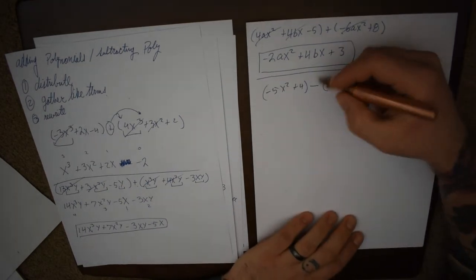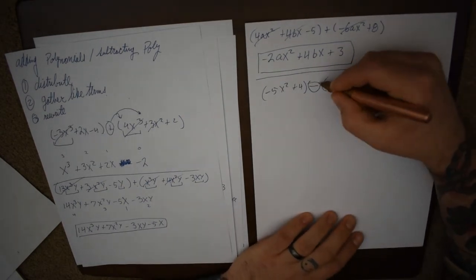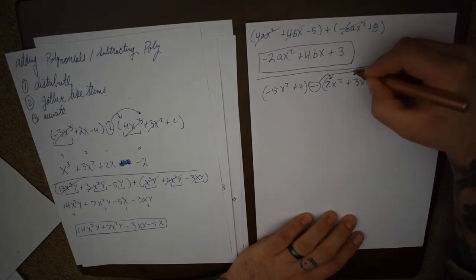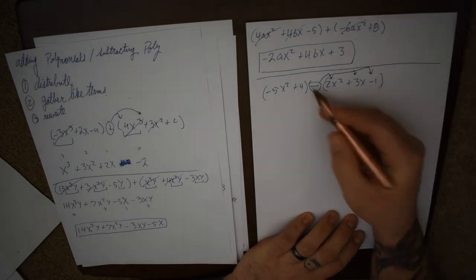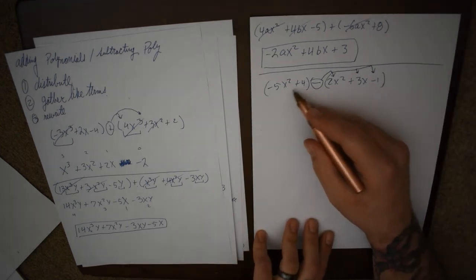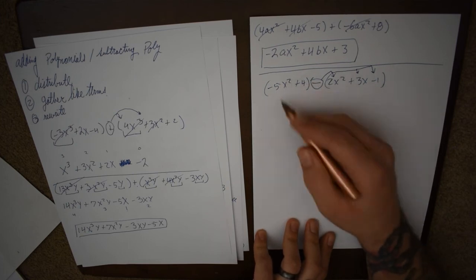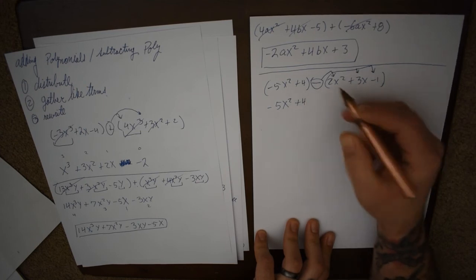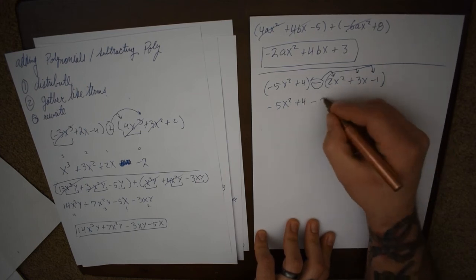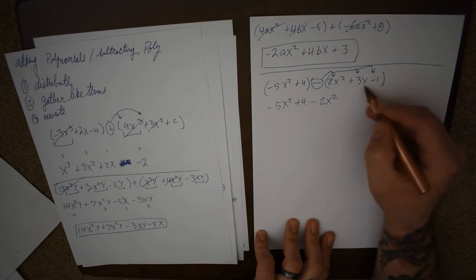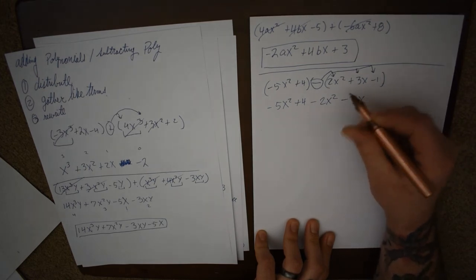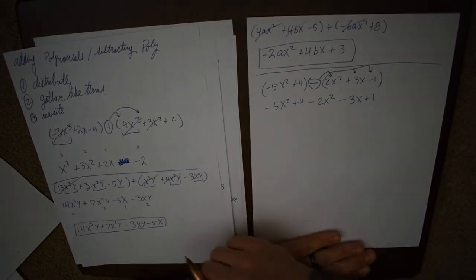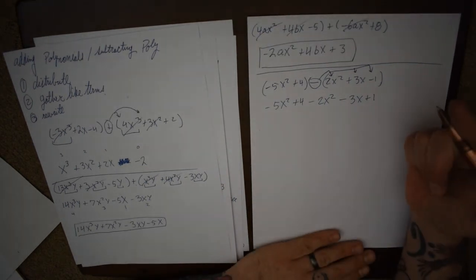We want to take this minus sign, and we want to distribute it to each of our terms. So this left-hand side stays the same, and at this point you do not need to write these parentheses anymore. Negative 5x squared plus 4. We're going to subtract a 2x squared, we're going to subtract a 3x, and we're going to add a 1. So we've done our distribute.